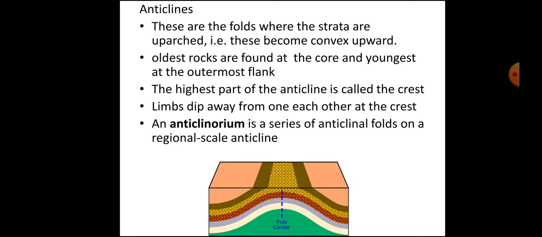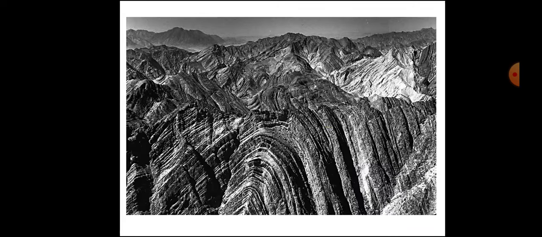Anticline. These are the faults where the strata are folded upwards. That is, they become convex upward. Oldest rocks are found at the core and youngest at the outermost flank. The highest part of the anticline is called the crest. Limbs dip away from each other at the crest. An anticlinorium is a series of anticlinal faults on a regional scale.